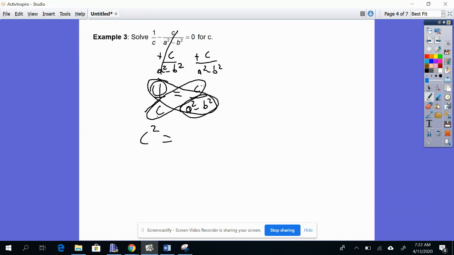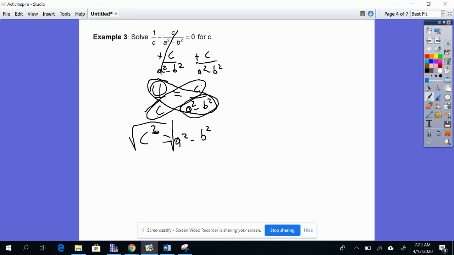Well, 1 times anything is just that thing. So a squared minus b squared. Okay. Well, on our last problem, we said anytime we have a square, we just take the square root and it goes away. So let's do that.